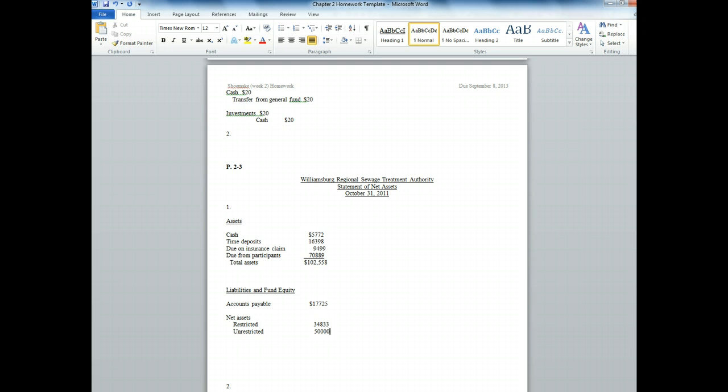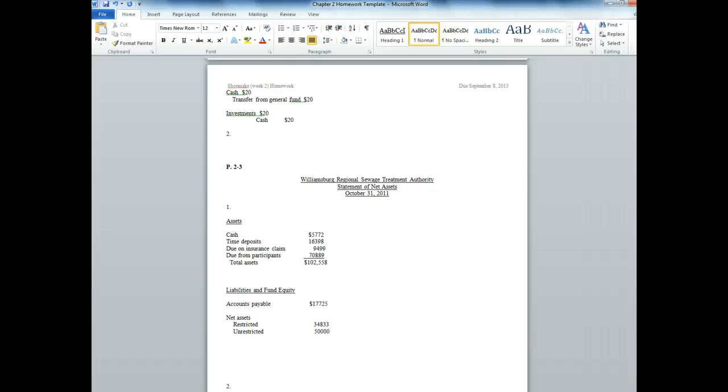But the 34 is being treated as restricted, so the unrestricted portion of our net assets is 50,000, right? Where did the 34,833 come from? If you see under the column for capital projects, generally, when we have money in capital projects, isn't it restricted for a specific purpose? So that's why we would treat it as a restricted fund. So we show the 34,833 from the capital projects fund as being restricted. The unrestricted is from the general fund.